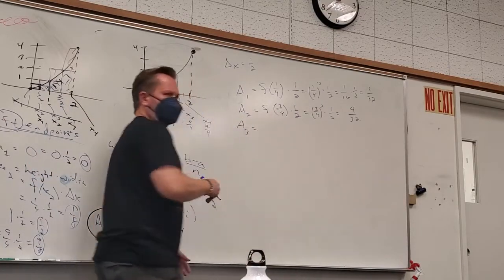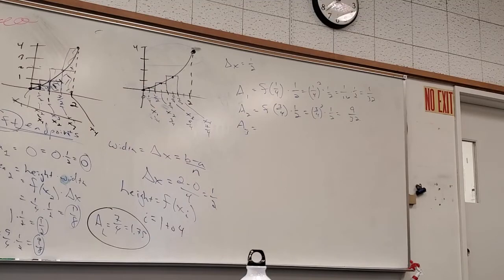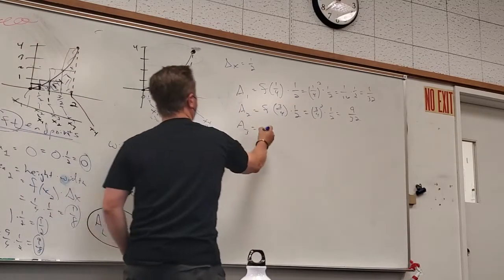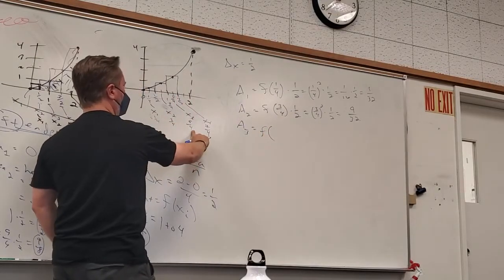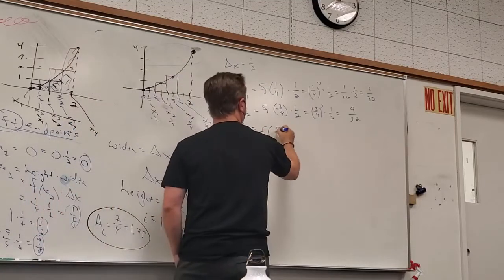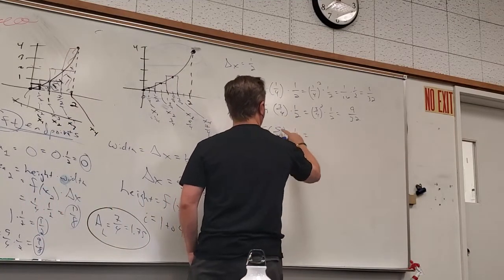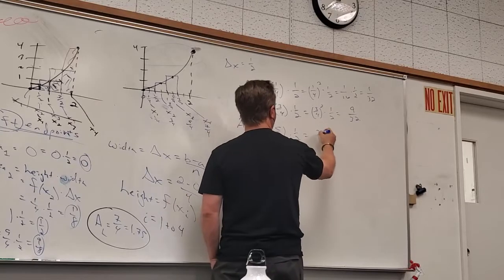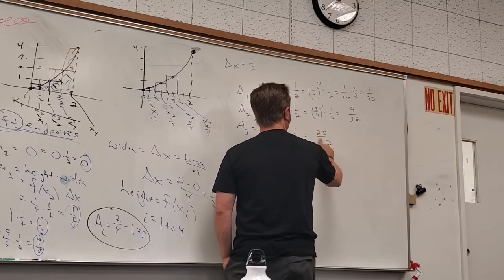Third rectangle. Didn't I do exactly this every single time? The 1/2 isn't changing, of course, because that's how wide each rectangle is. The only thing changing is what I'm considering the height of the rectangle to be. So what's A3? It'll be f of 5/4. That's the height times the width. 5/4 squared is 25/16 times 1/2 is 25/32. Is that cool?